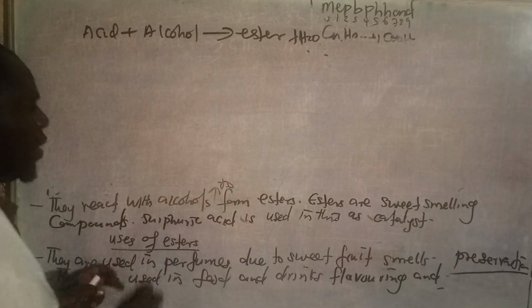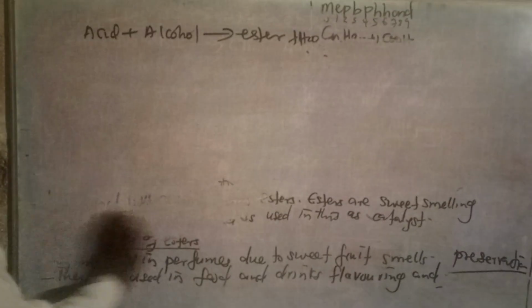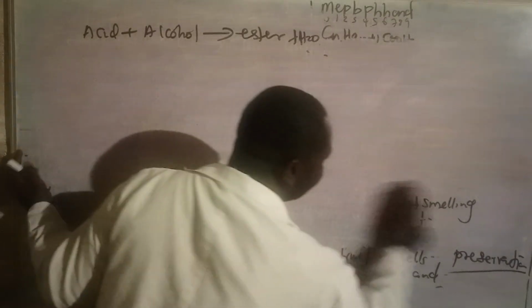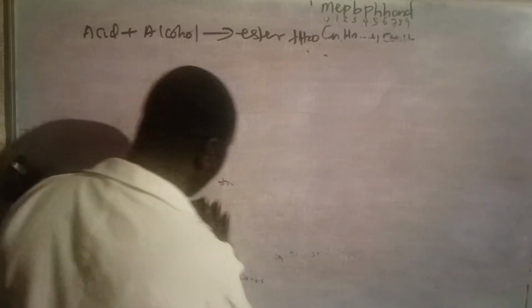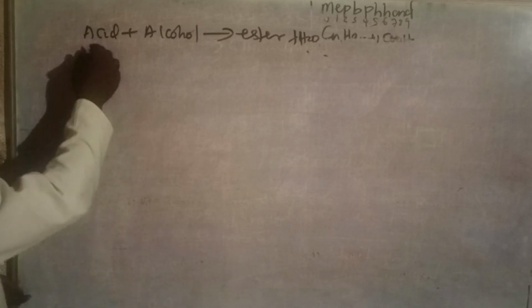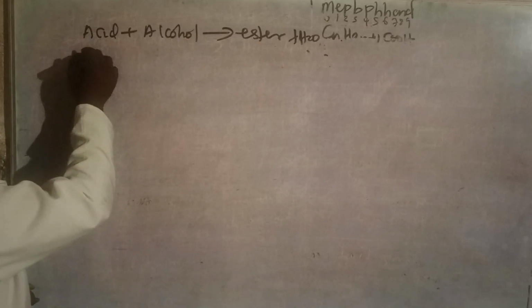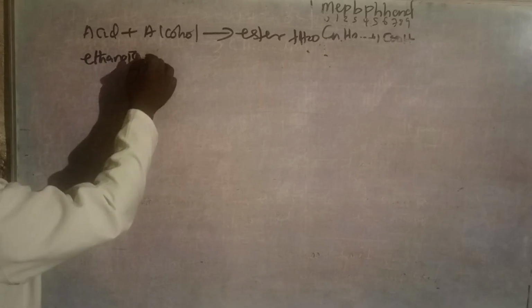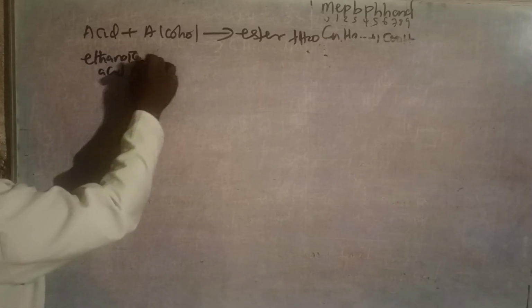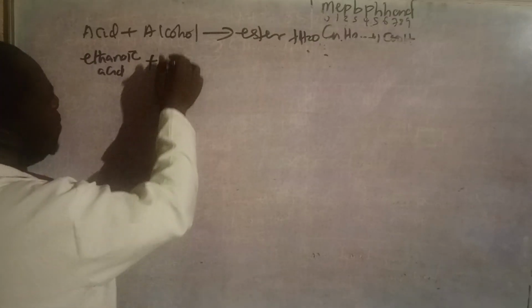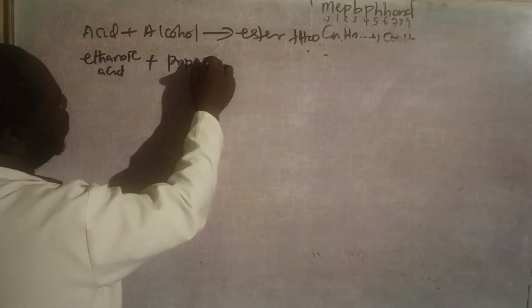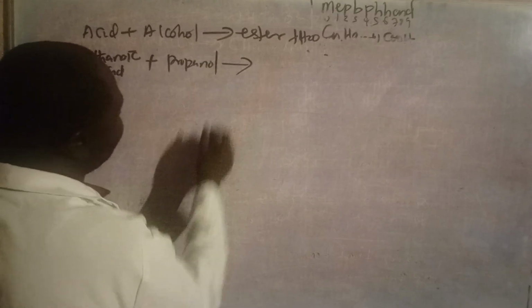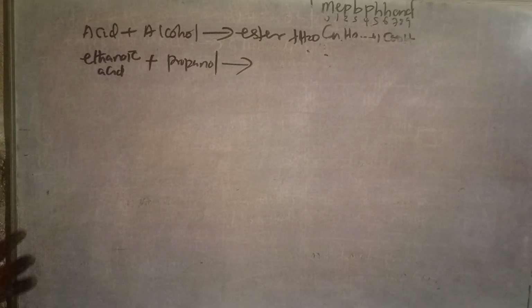Okay, so now let me explain how esters are formed. I'll pick an acid here, say ethanoic acid, plus alcohol. Maybe I'll say propanol here. Then give us. So now, how do you come up with the product?